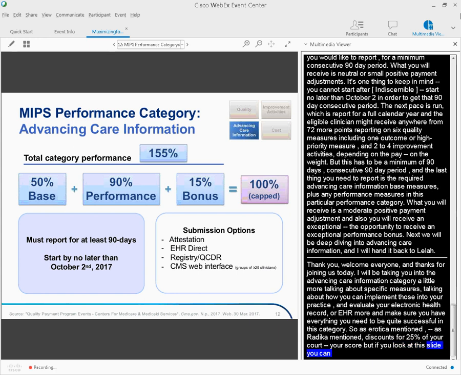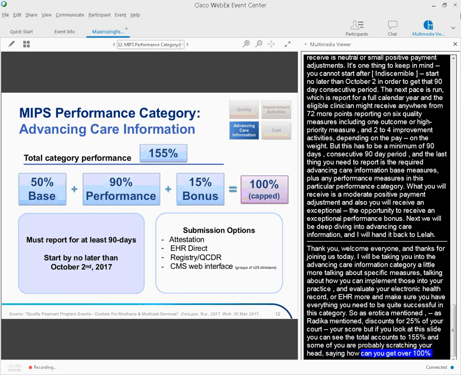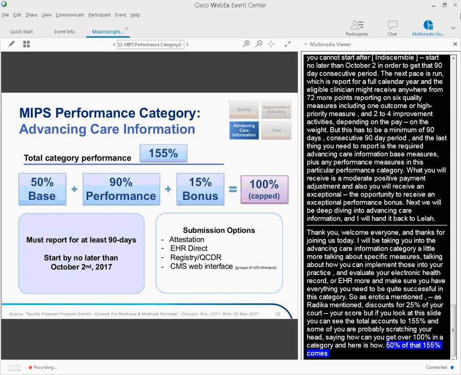We'll talk about exactly what those are. Then there's 90% that can come from the performance measures. We'll also talk about what those measures are. And then there's an additional 15% that comes from bonus measures. As you can see, 50 plus 90 plus 15 equals 155. However, you are capped at 100%.